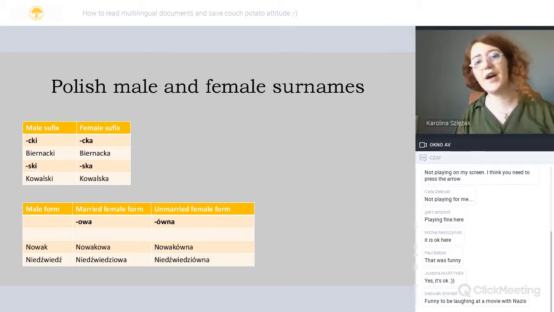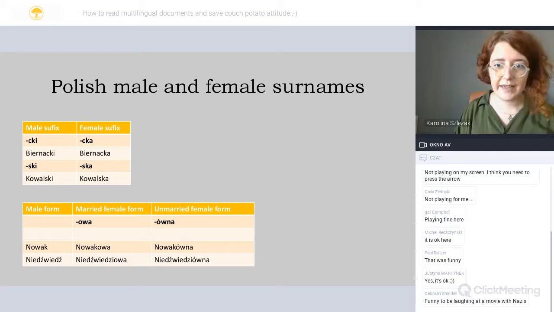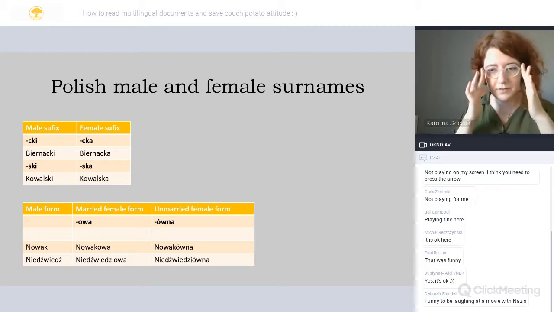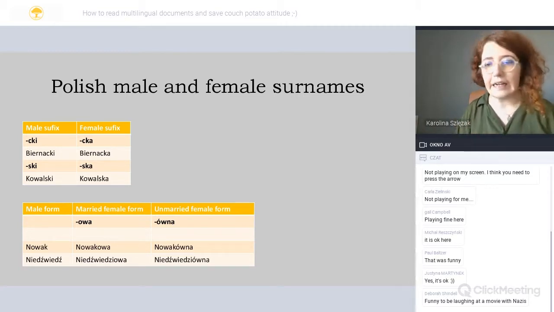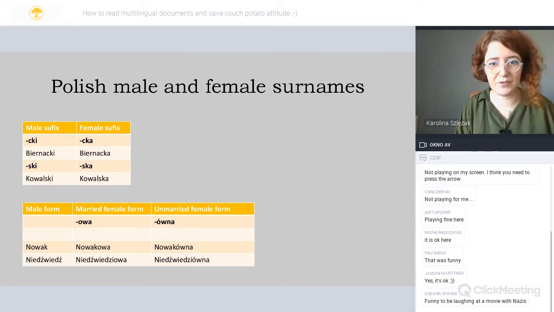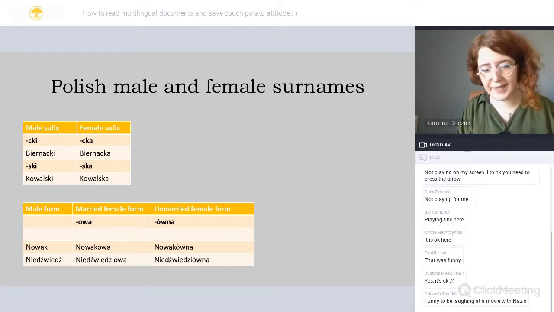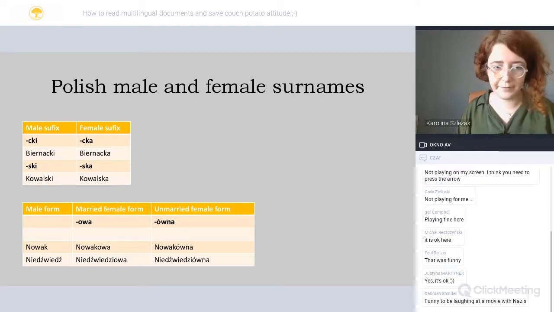I know that during immigration and so on, most likely every surname just became the male form. Like Kowalski and not Kowalska for a woman living somewhere abroad.